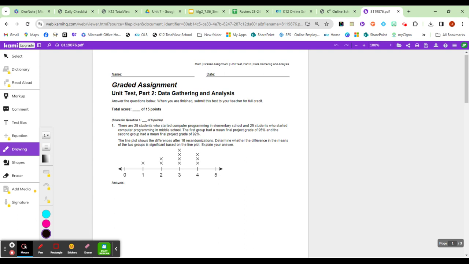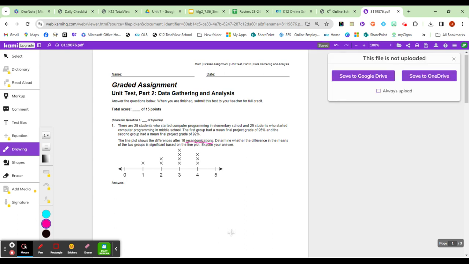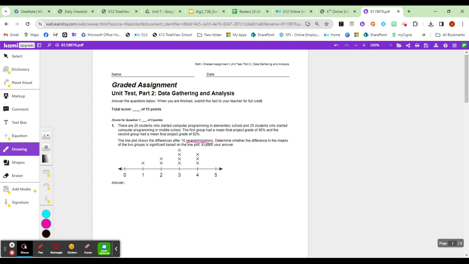The line plot shows the difference after 10 re-randomizations, and that's a really important keyword here. A lot of people are missing number 1 because they're not thinking about this problem as far as re-randomization. It says determine whether the difference in the means of the two groups is significant. So you're going to be saying, based on the rules of randomization and how that works, yes, you think the difference in the means is significant, or no, you think the difference in the means is not significant. So the first thing you have to answer is yes or no, and then you have to explain your answer.